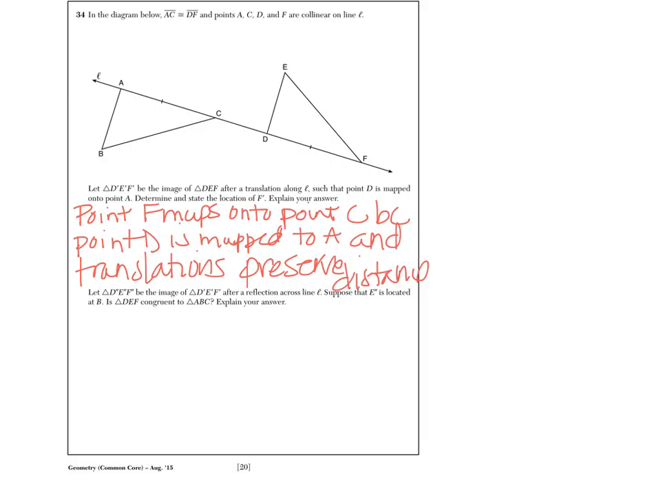Let triangle D double prime, E double prime, F double prime be the image of triangle D prime, E prime, F prime after reflection across line L. Suppose that E double prime is located at B. Is triangle DEF congruent to triangle ABC? Explain your answer. Yes, triangle DEF is in fact congruent to triangle ABC because AC is congruent to DF and the points are collinear on line L. A reflection preserves distance.